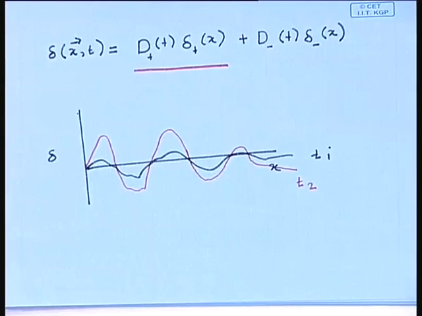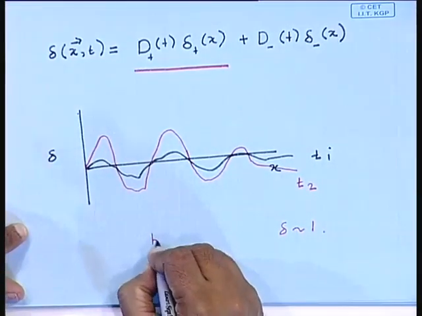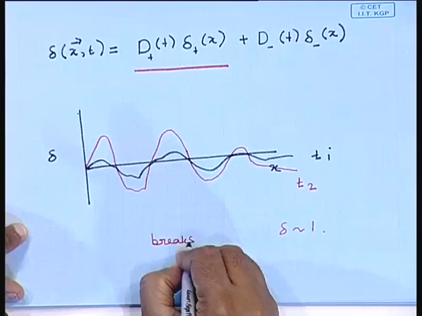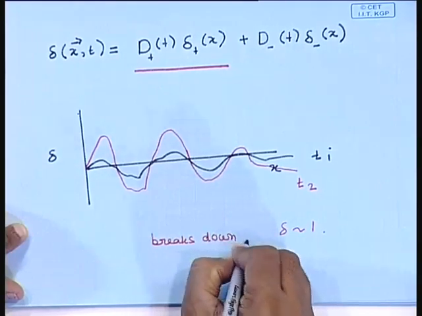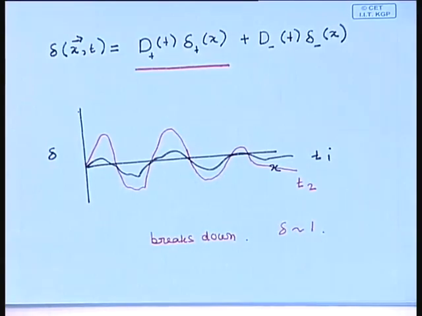And this linear evolution that we have discussed, where the spatial form does not change, only the amplitude keeps on increasing with time, is valid provided this density fluctuation is extremely small. Once this density contrast becomes of order unity, this whole thing breaks down. Okay, so this analysis breaks down when the density contrast is of order unity.